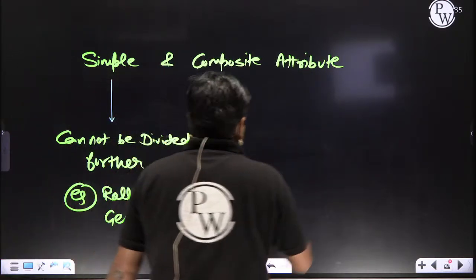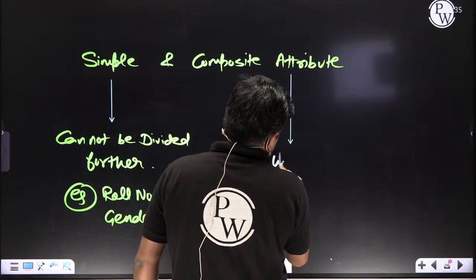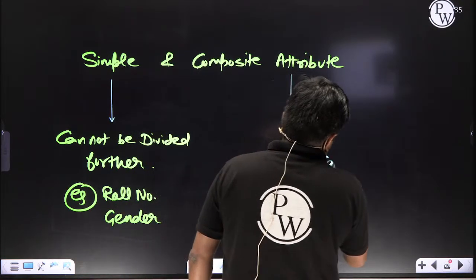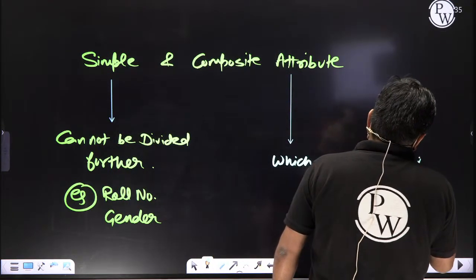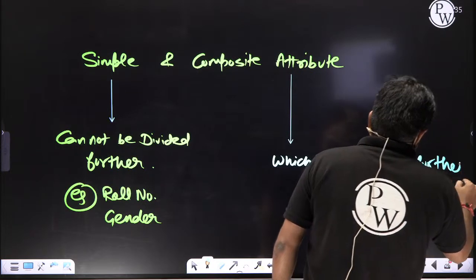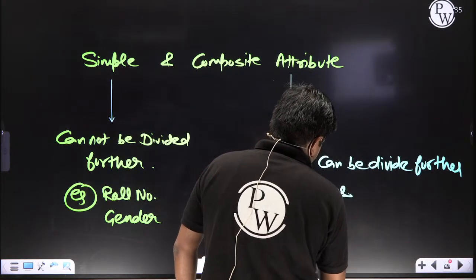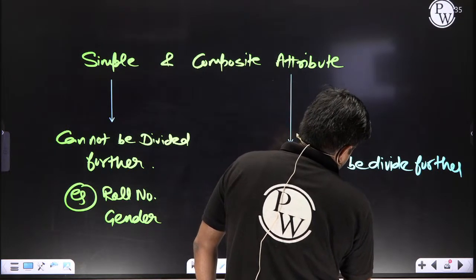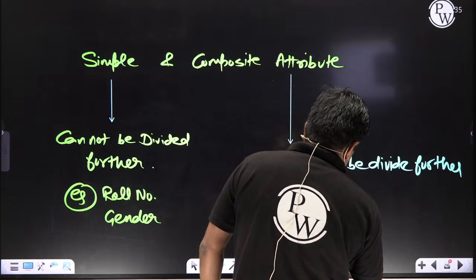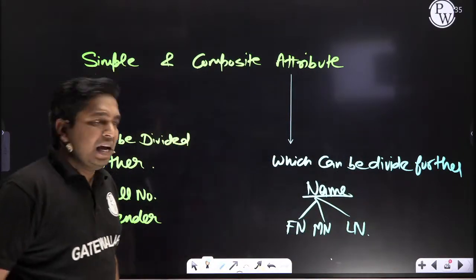And composite attribute means what? Which can be divided further. Example: name, first name, middle name, and last name, and address also.